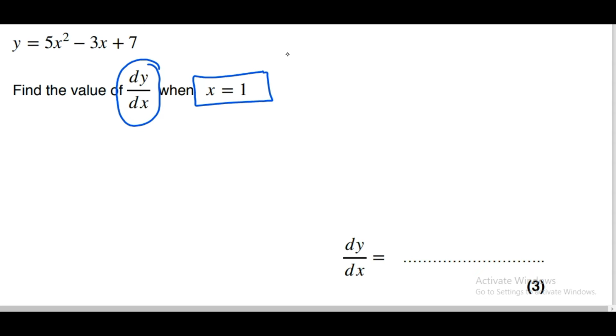This question is the same as if he said find the gradient at x equals 1. So if he said find dy by dx when x equals 1, it's the same as if he said find the gradient of the curve at x equals 1. It's the same solution and the same meaning.